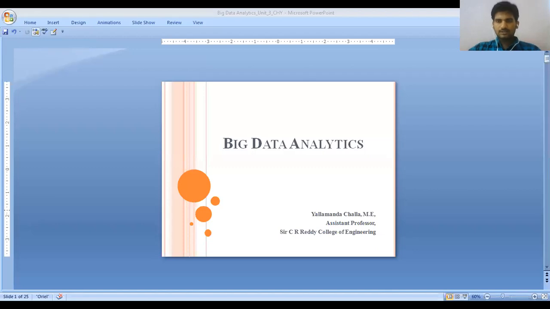So today we are going to start the third unit. I think yesterday we completed the second unit. Overall we saw the theory above, but in this chapter we are going to see the programming level, how we are going to perform this MapReduce. We come to this third unit.